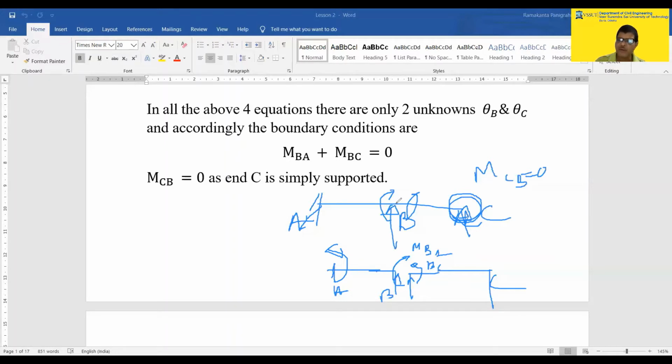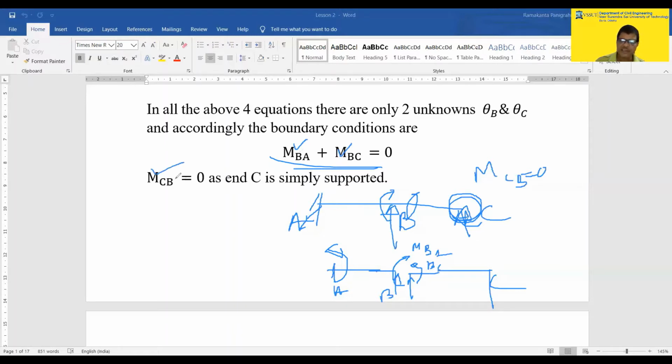Don't confuse the fixed end moment with the total moment. Total moment at B is equal to 0. That includes the moments that come from span AB and span BC. From span BC it is MBC, and from span AB it is MBA. So that must be equal to 0. We have already formulated the equations for MBA and MBC prior to this, and also we have found MCB.